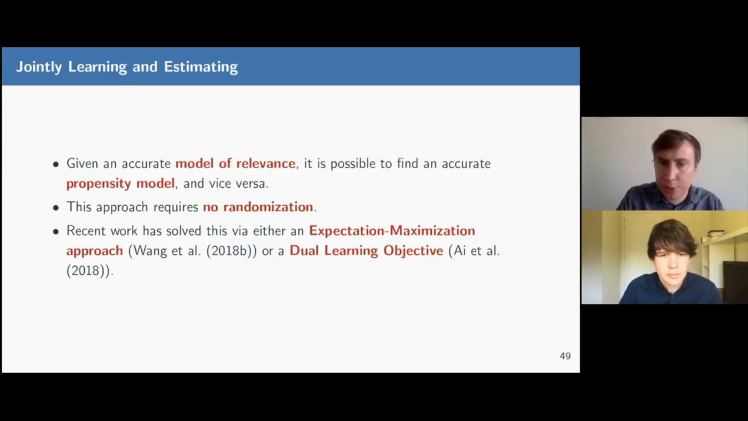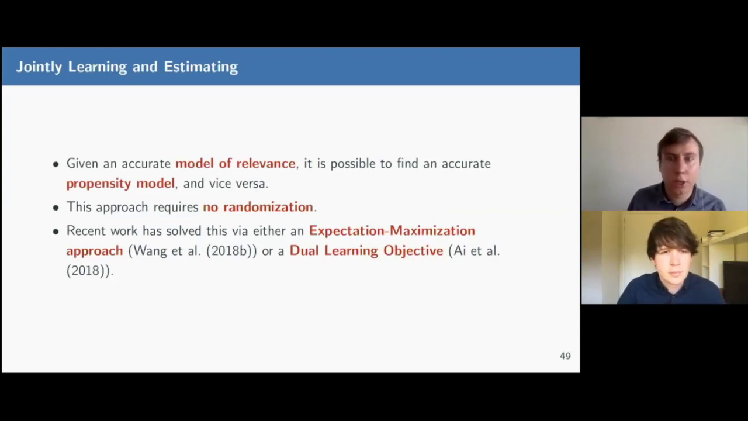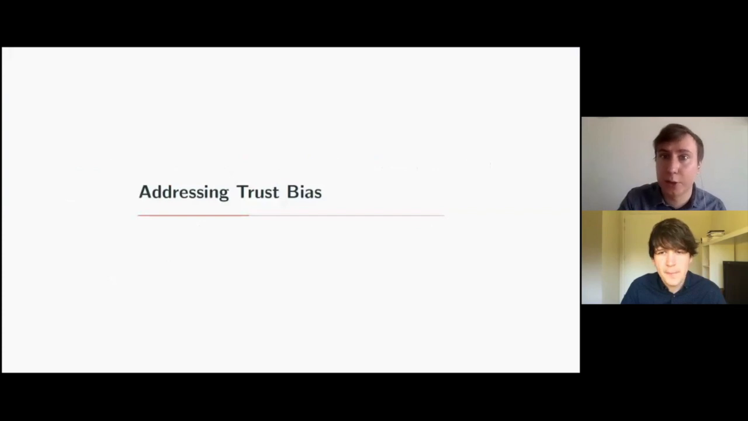That pretty much wraps up estimating position bias, and also how we can jointly learn a learning to rank model together with estimating position bias. We're now going to move on to a different kind of bias. So far we have talked largely about position bias, which is a common assumption made in work in this area. But there are obviously other types of biases. So Harrie, you will take over for the trust bias part.